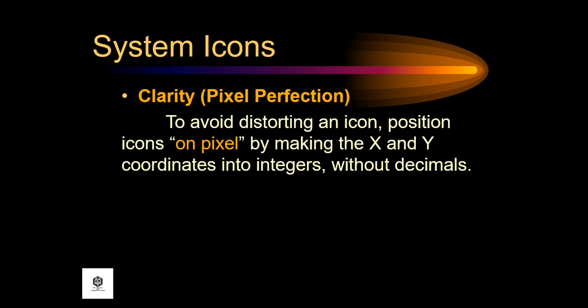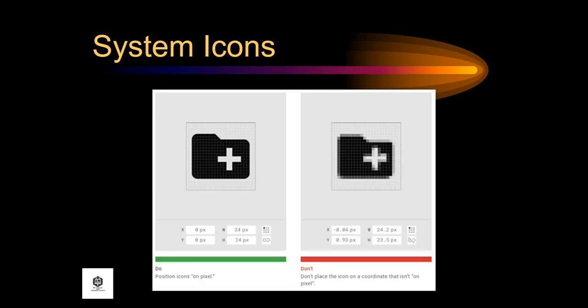How about the clarity, pixel perfection? To avoid distorting an icon, position icons on pixel by making the x and y coordinates integers without decimals. So for the example image, the do is position icons on pixel, and the don't is don't place the icon on a coordinate that is not on pixel.